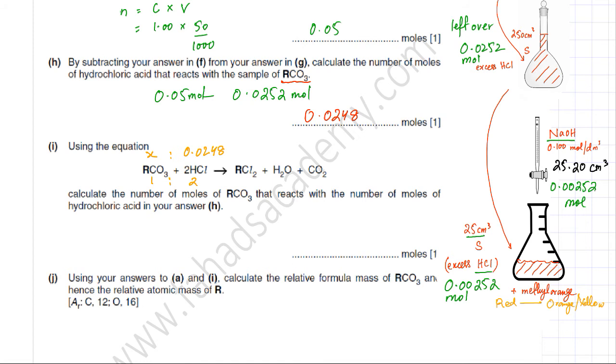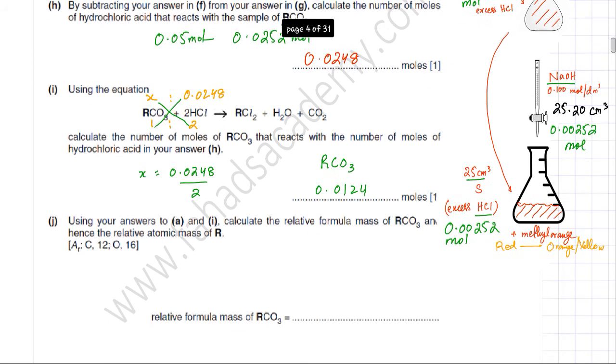So we're going to use ratios and apply the crisscross method. Using the unitary method, x would come out to be equal to 0.0248 divided by 2, which is going to be 0.0124 moles. So that is the amount of moles of RCO3 present in the original sample.